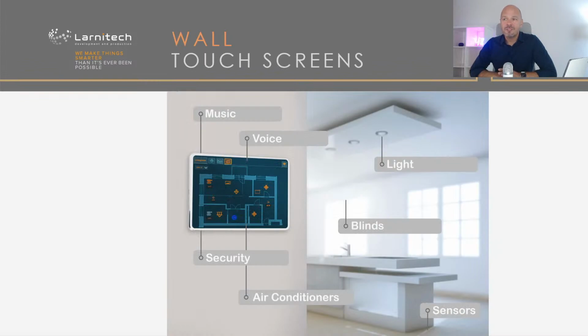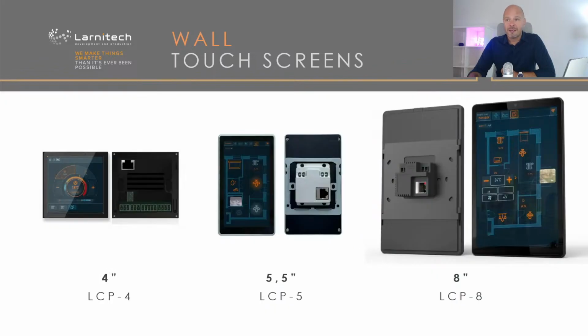Now let's move to touch screens. Touch screens are used when we want to have more control. For example, we want to control not one room but many rooms or the whole floor. And also if we want to have the video door phone intercom function. So touchscreens are mostly for this one. You can use a plan control from our own application. We offer 4-inch, 5.5-inch and 8-inch touchscreens.